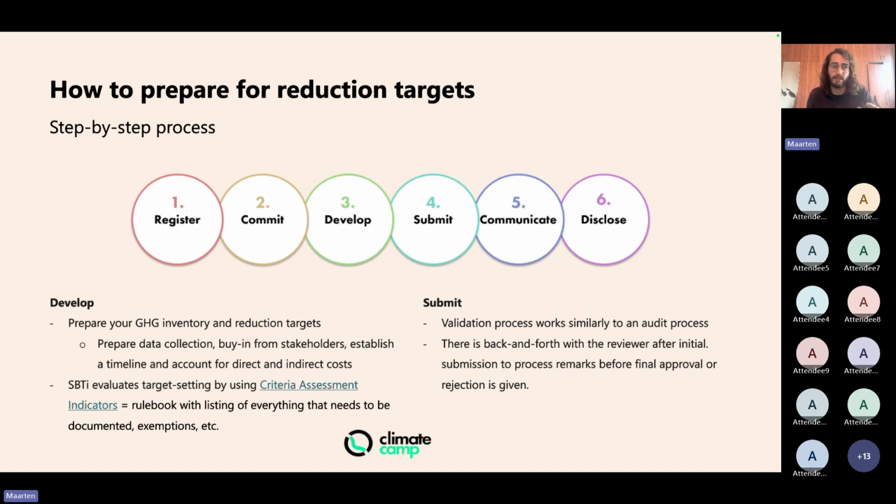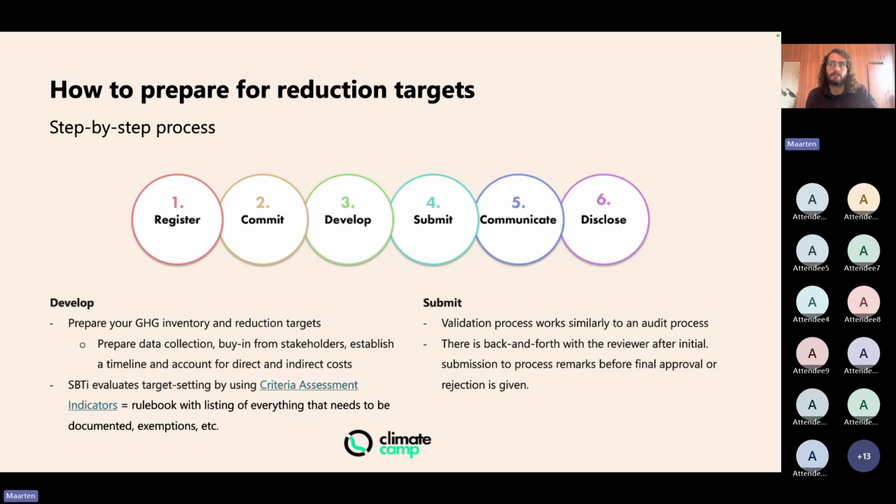Now, if you're curious how SBTi evaluates this target setting, they have a document which is 200 pages long, which has criteria assessment indicators. It's like KPIs to establish that your targets are well documented, your GHG inventory is well documented, what it needs for certain industries. So they use this as a sort of report card to evaluate every target submission.